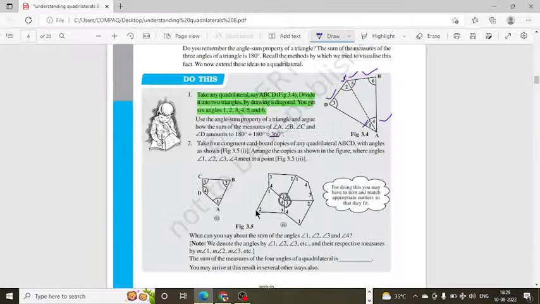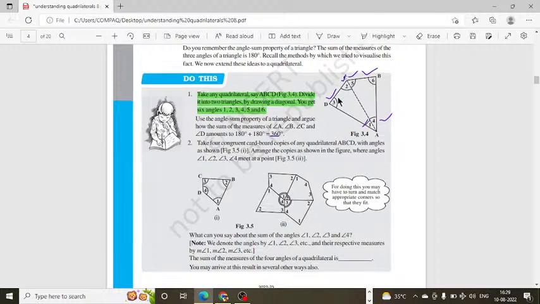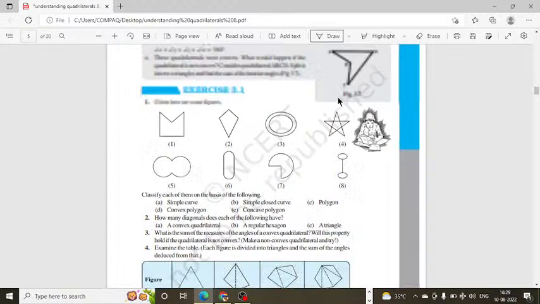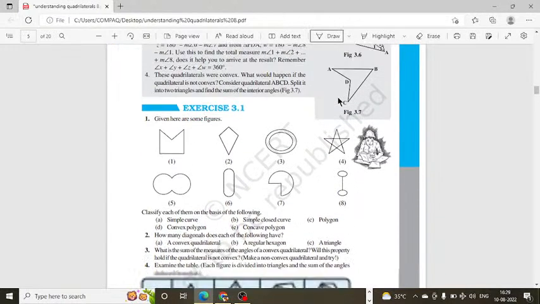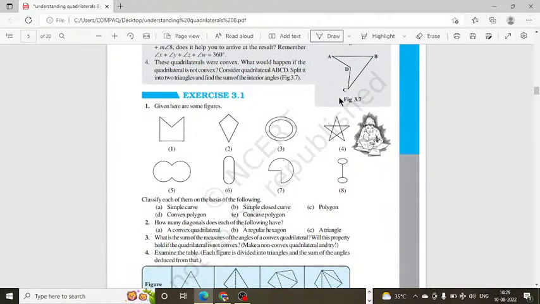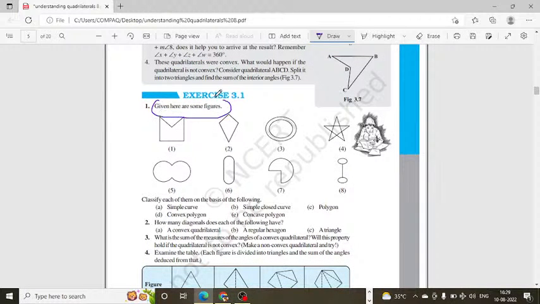Let's open this. So you understood that the sum of the angles of a quadrilateral is 360. Now we will move to the next. Here we are given an exercise, so let's do this exercise. Here I can see there are 8 figures, and let's start with the first one. What do you think the first figure is?